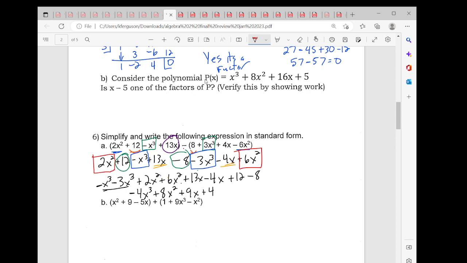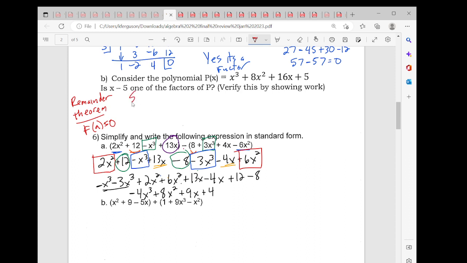So consider the following polynomial. Is x minus 5 one of the factors? There's a couple ways you could do this. You could try the remainder theorem. And if when you plug in your a, you get 0, then it's a factor.